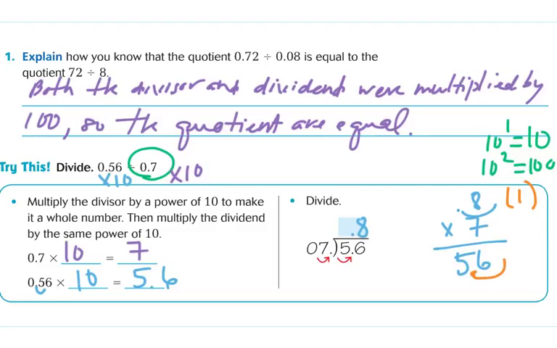So our answer would be 5 and 6 tenths. So we know our answer to be true. Remember, you can always check your answer by using multiplication because it is an inverse operation and it undoes division.